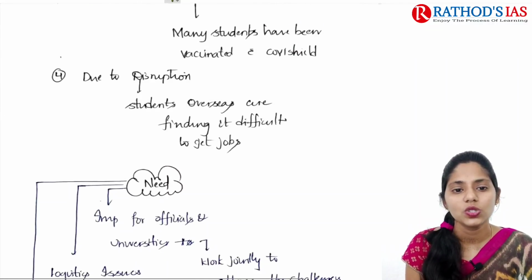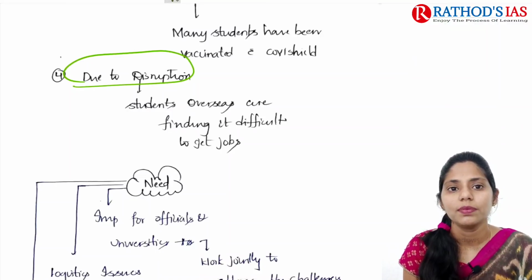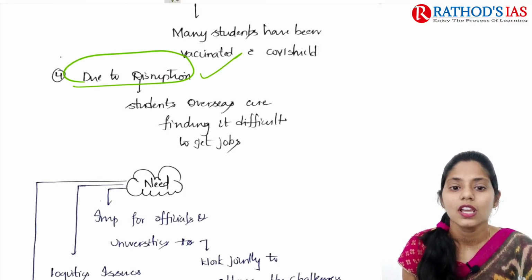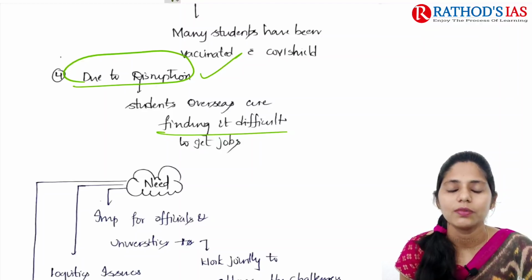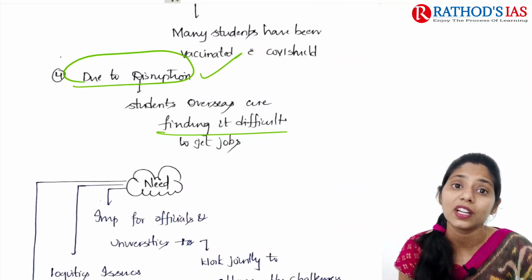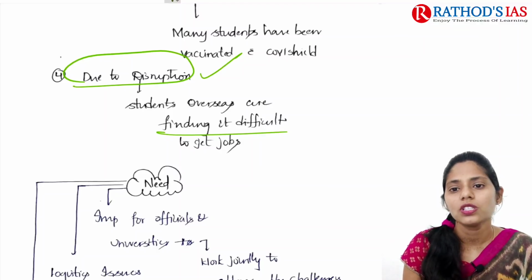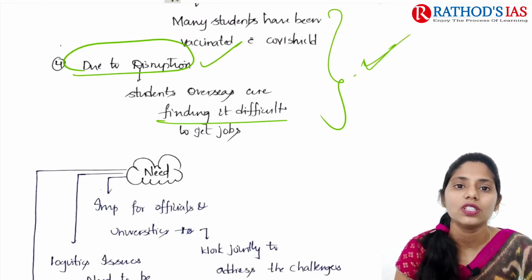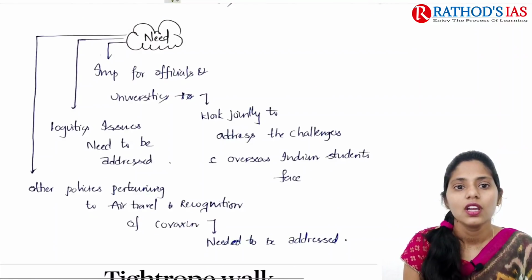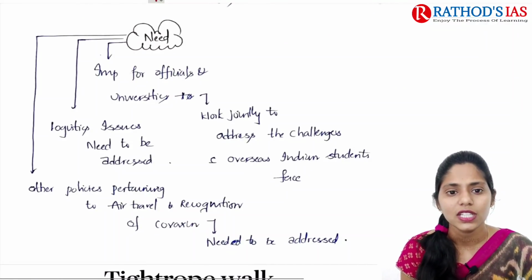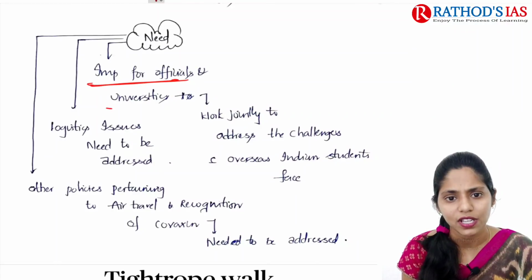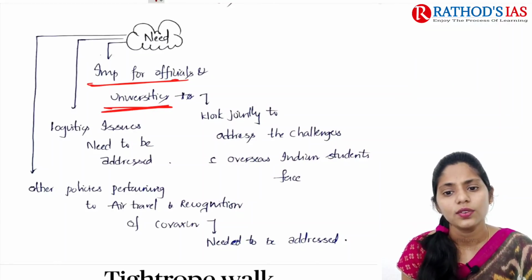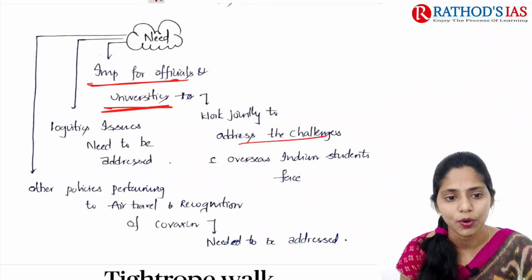And the next one is disruption. Due to disruption, students who are present overseas are facing great difficulty in finding part-time jobs there. So these are some important problems faced by students. And now let us try to see what is the need, what can be done. Here, if you're talking about the need, it is very important for officials as well as universities to work jointly to address the challenges which overseas Indian students are facing abroad.